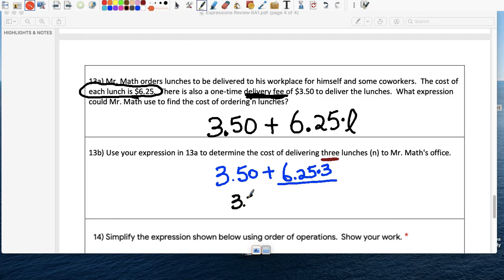So 3.50 plus, this is 18.75, right? 6.25 times 3 is 18.75. And then if we add this, 3.50, we should get, let's see, 22.25. So the total, if 3 people order lunch, is $22.25.